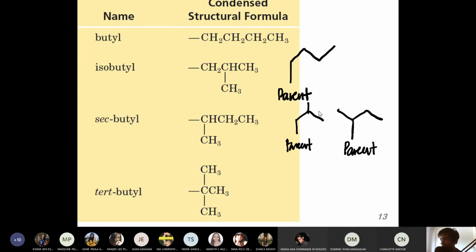Okay, so yan. Ito yung isobutyl. Your CH3 is connected to the second carbon. This is your sec-butyl. The CH3 is connected to the first carbon of the substituent. No? And then the third butyl, ito yung favorite ko.